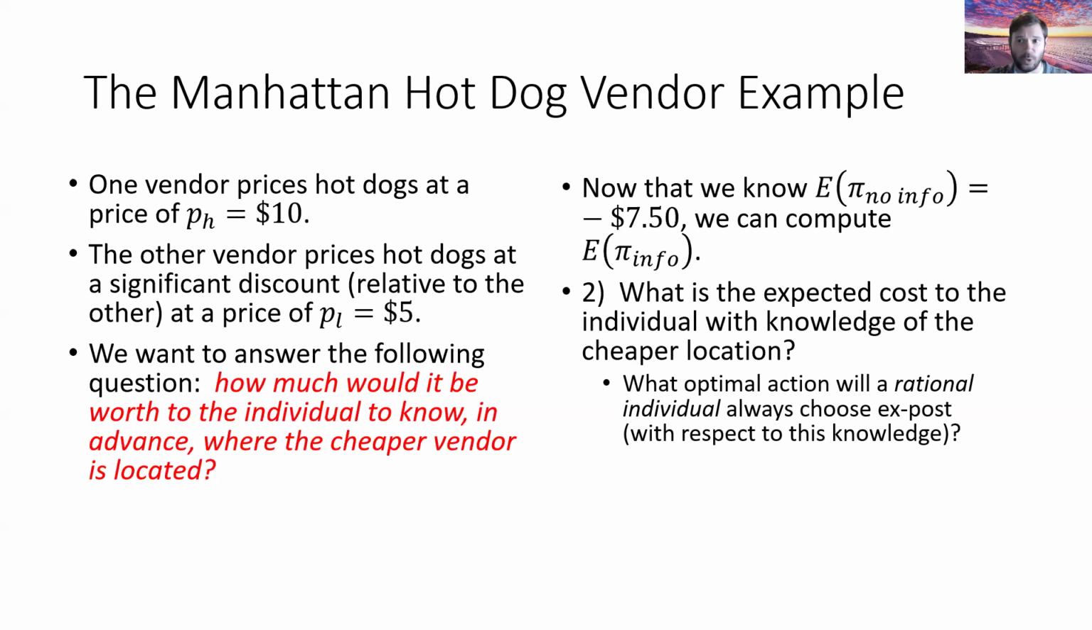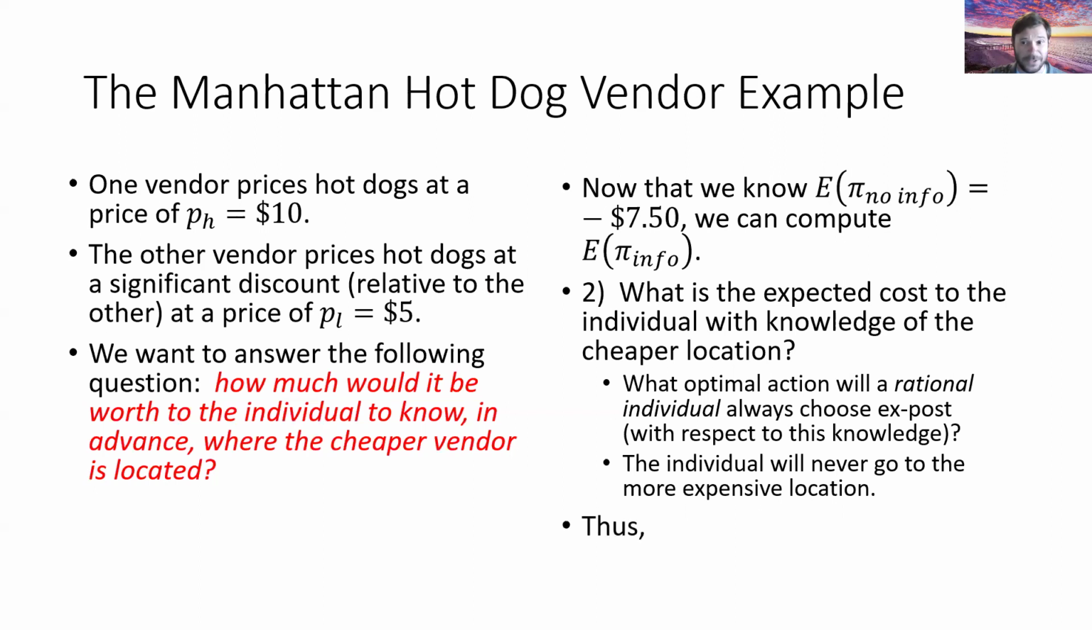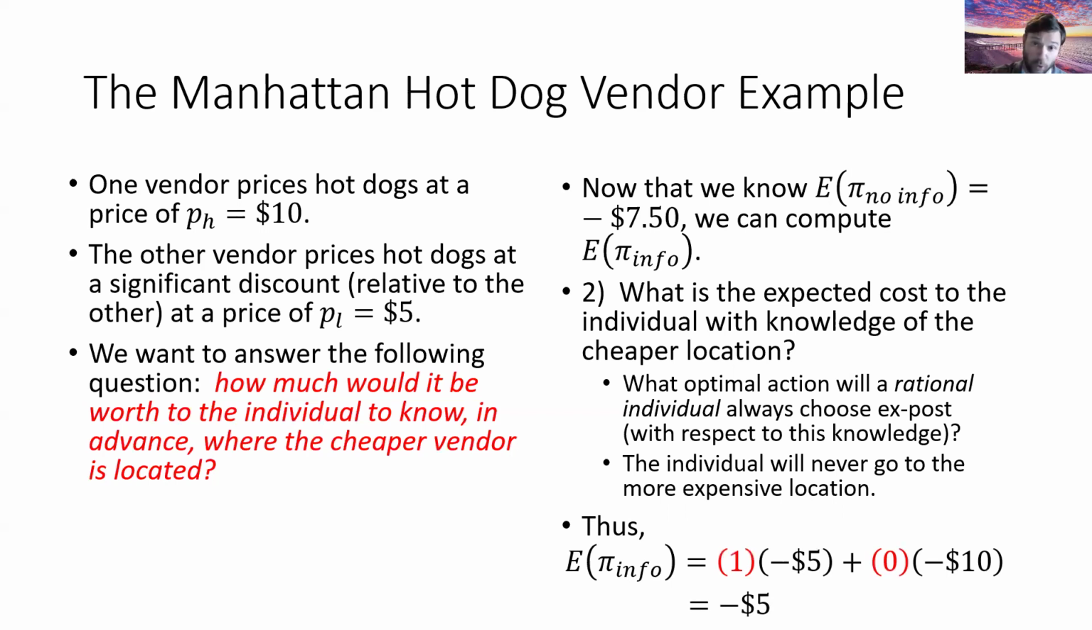A rational individual would never go to the more expensive location, given that the products are homogeneous, right? Same exact quality hot dog, same distance walk. The only difference was the pricing. That makes life easy. That means in step 2, the expected payoff with information just becomes the $5 cost, right? -5 outflow, which we would be paying for sure. We would never show up at the more expensive location if we knew where that was.